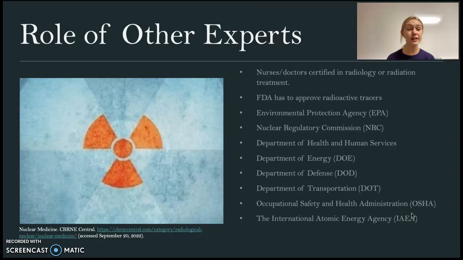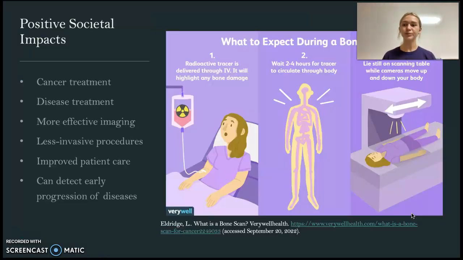And then all of these basically keep each other in check and in line and ensure the most amount of safety for society and patients.